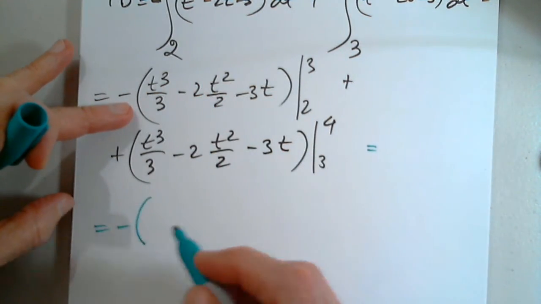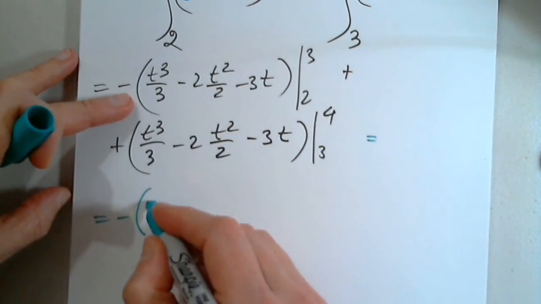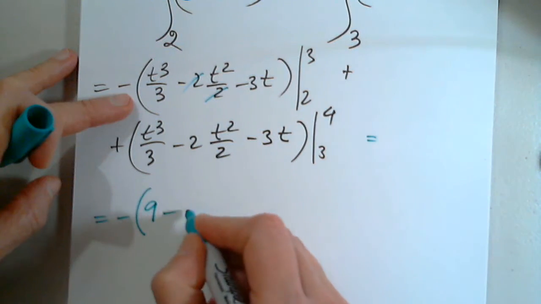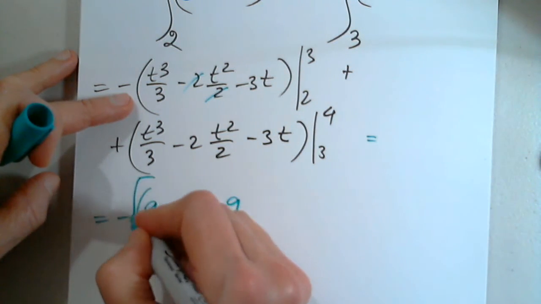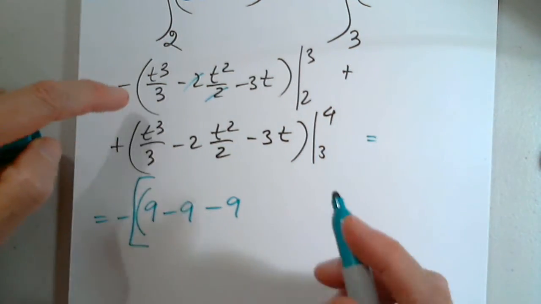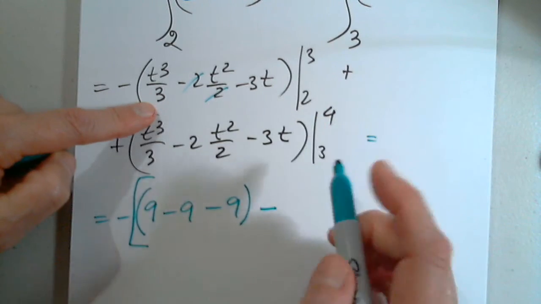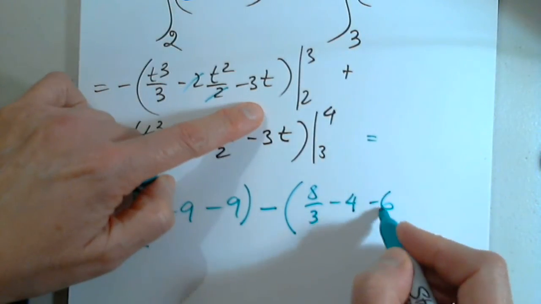27 over 3, correct my numbers, keep an eye on my numbers, please. So 27 over 3, that would be 9. These two go away, minus 9, minus 9. Don't forget this has to stay outside for the first integral. Okay, minus, I plug in 2 now, minus 8/3, minus 4, minus 6.